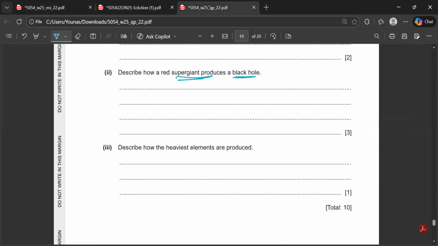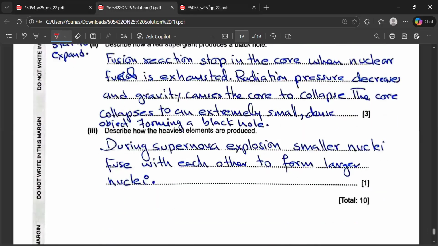Okay. So then he says, describe how the heaviest elements are produced. You see, when the supernova happens, the larger elements fuse into each other, and they produce even larger elements. Okay, like hydrogen fuses with each other, they make helium. So hydrogen is a smaller element, and they create a heavier element. So further, helium will fuse with each other and they will make new elements which will be very heavy. This happens during the supernova explosion.